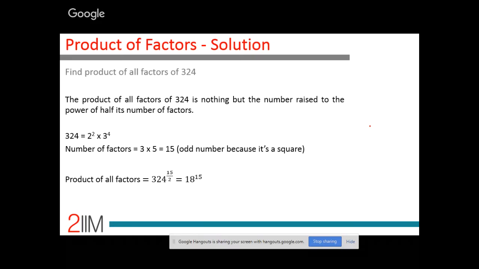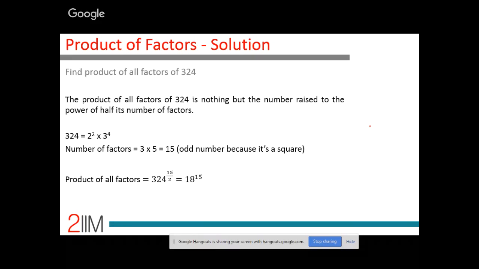The direct formula: the product of all factors of n is n raised to the power number of factors by 2. And this works irrespective of whether n is a perfect square or not. That automatically gets adjusted. If n were not a perfect square, then we'll have an even number of factors. Everything gets paired up, half the time, raised to the power 1 by 2, we're done.